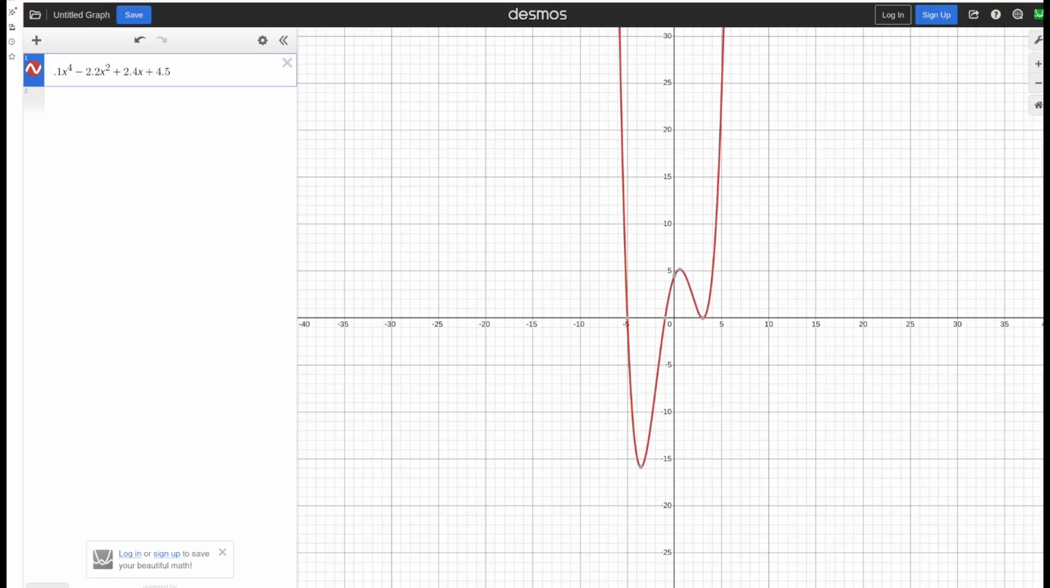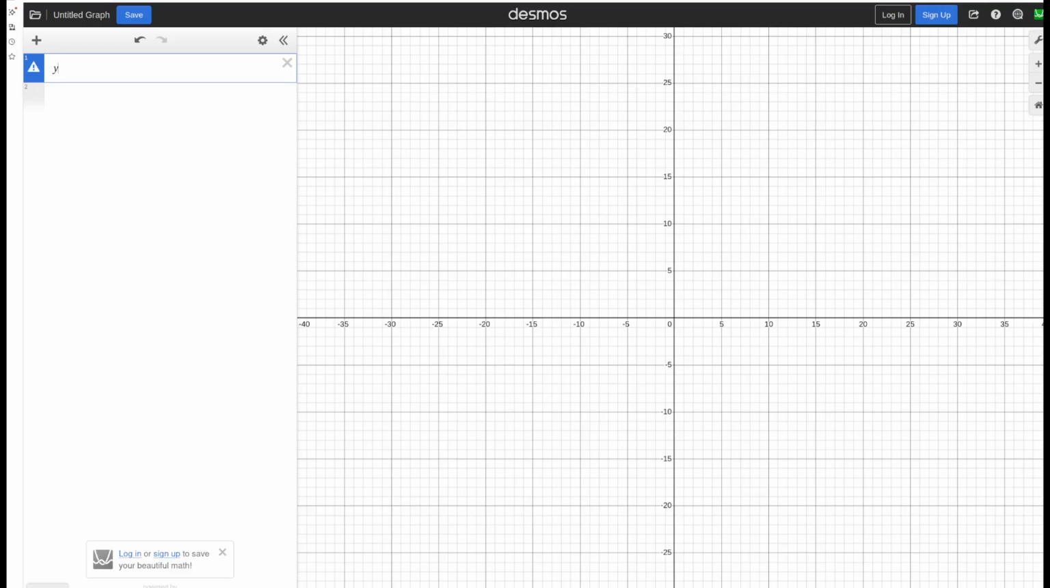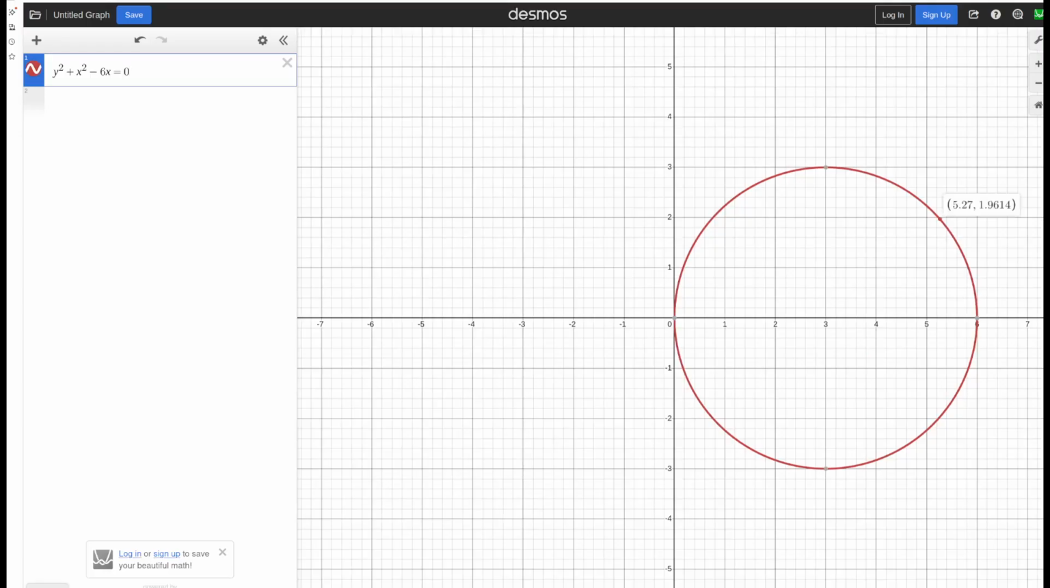Desmos' plotter is really pretty good. I have no complaints about that. I think, if I remember, I can ask it for the circle that we had. Minus 6x equals 0. There we go. So there's our circle, the actual circle that that was aiming for. You can see it's centered at 3, 0 and has a radius of 3 going all the way around. And that's a very nice circle there.